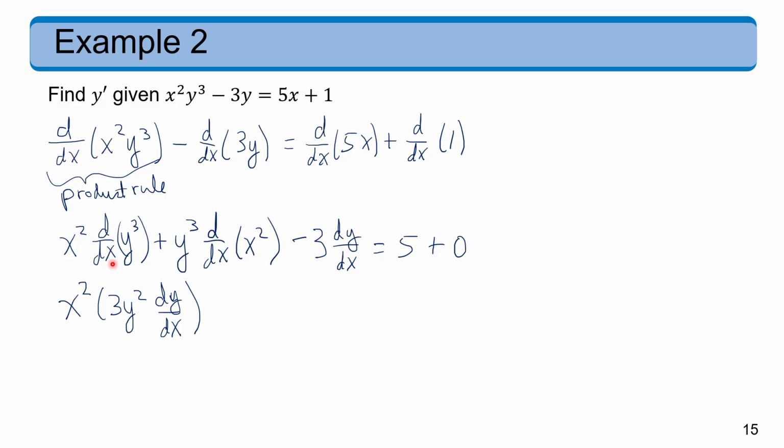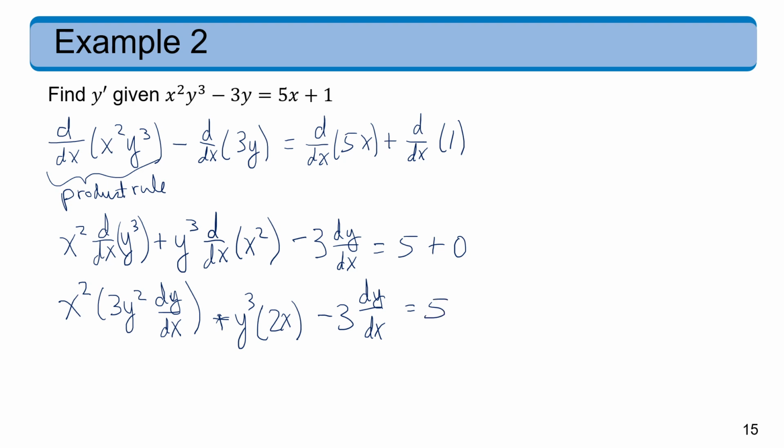Okay, so that finishes this derivative. So now we continue on, plus y cubed. Now the next derivative does not have mixed variables, right? It's just derivative of x squared with respect to x, so just use the power rule, we get 2x. And then I'm just going to copy the rest. So now we've done all the derivatives.